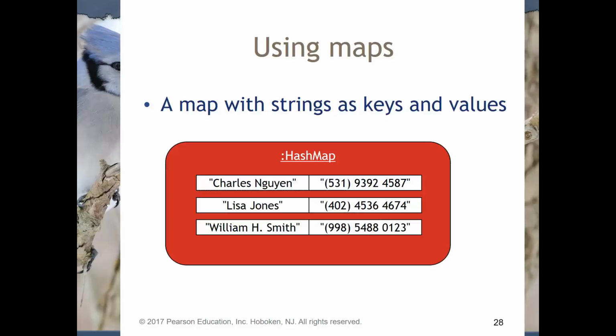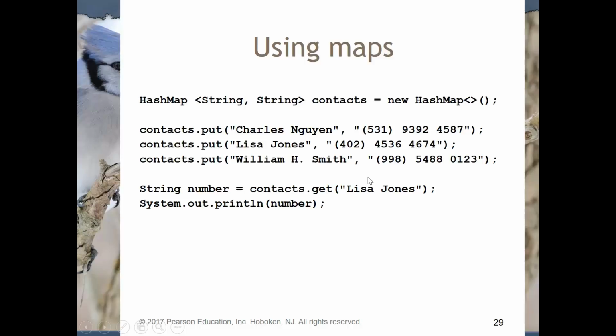One example would be a contact list. So we have Charles Wen, Lisa Jones, William Smith. If I look them up by name, I will get their phone number. Here's an example. I'm putting that information into the map. And then here I'm going to say get Lisa Jones, and it comes back with a string equal to the phone number. I do a get on this, it retrieves that. That's all it is. And here, if you look at the HashMap<String, String>.